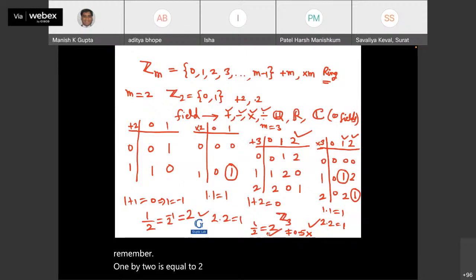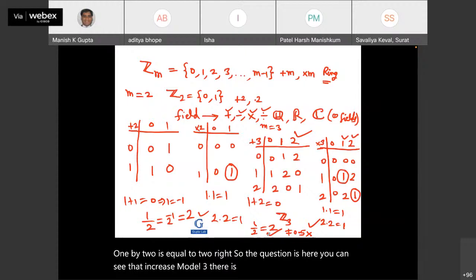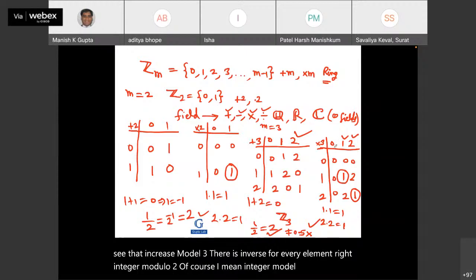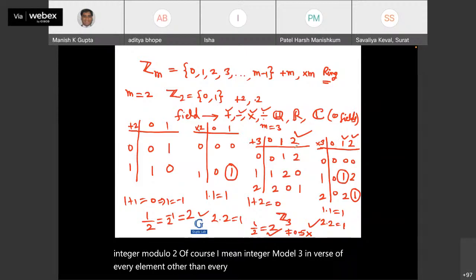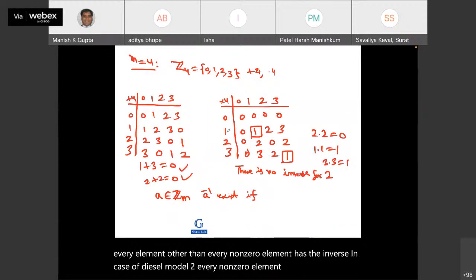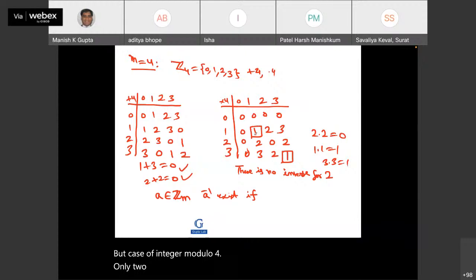So the question is, here you can see that in integer modulo 3, there is an inverse for every non-zero element, right? In case of integer modulo 2, every non-zero element has an inverse. But in the case of integer modulo 4, only 2 elements have an inverse, others do not have it.